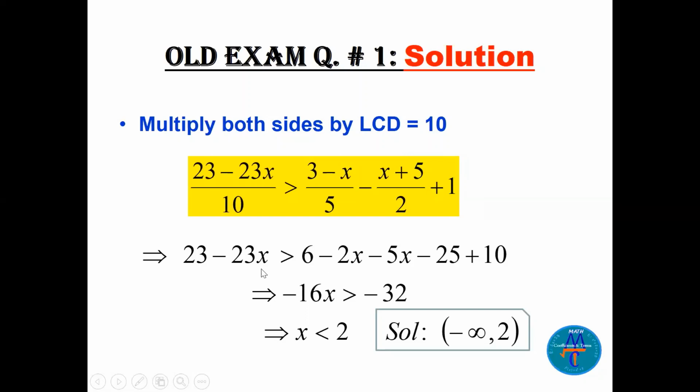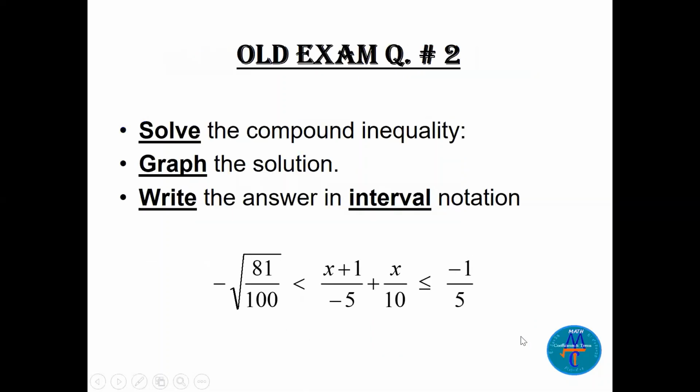So that's easy now. I put all these x's together: minus 16x greater than minus 32. Divide by minus 16, change the sign. This greater than becomes less than. So the solution is from minus infinity until 2 open. That's the easiest question. Number 2 is a compound.